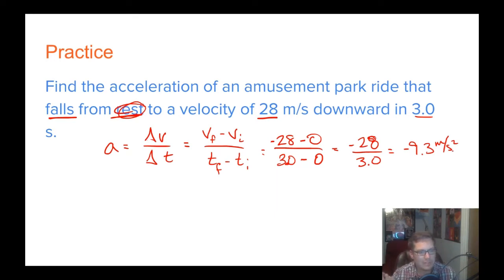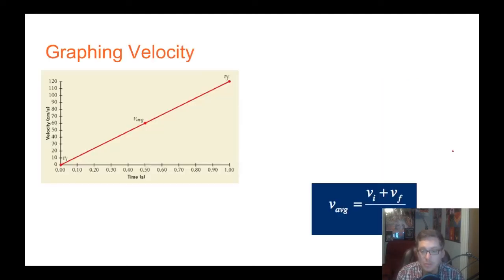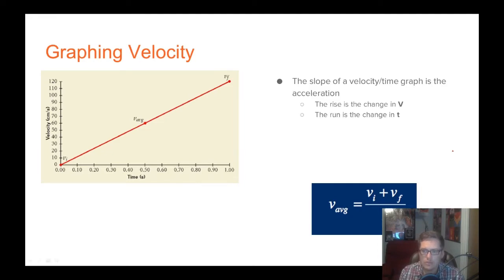Interestingly enough, this ride does not fall as fast as gravity pulls us, and we'll learn that in a couple slides. All right, so when we're graphing velocity, put velocity on the y-axis and time on the x-axis. Now be careful, these look very similar to the position versus time graph, but they tell you very different things. All right, so the slope of a velocity versus time graph is the acceleration.